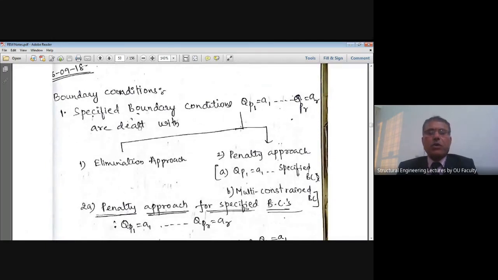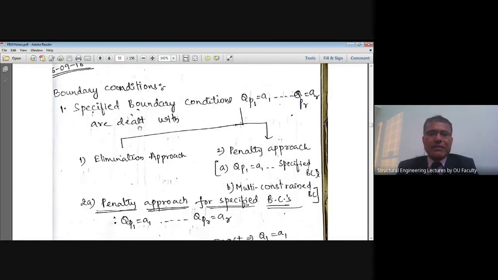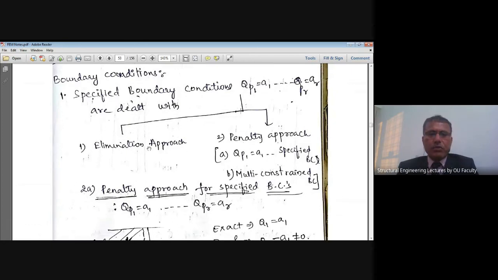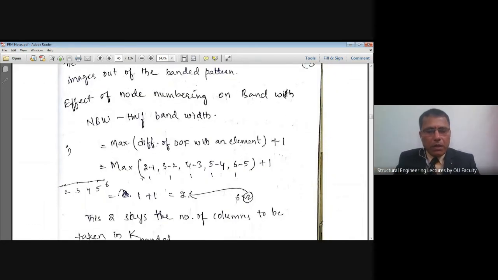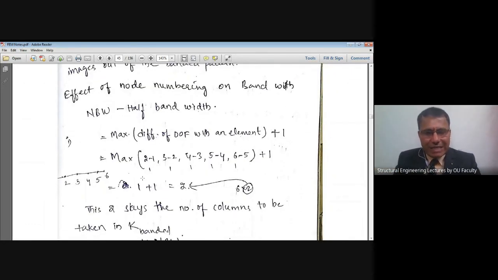I hope, students, you understood the treatment of boundary conditions. We specified boundary conditions using the elimination approach. With this, we will conclude this session.